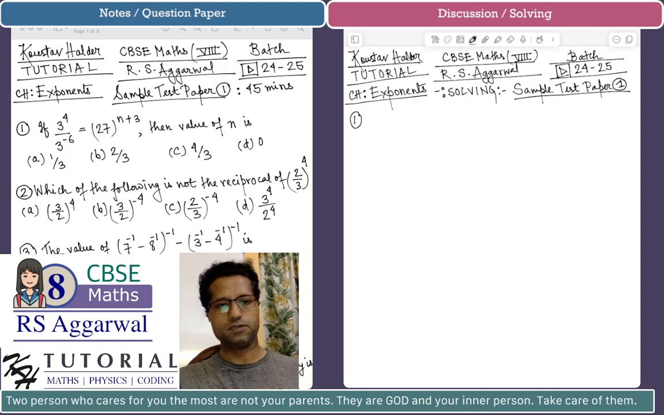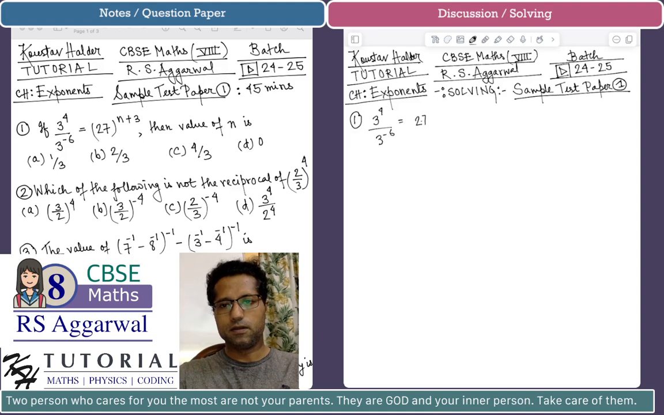The first problem is an equation, and we have to solve for the value of n, which is present in the exponent, or power, or index of the exponential term. We are given that 3 to the power 4 divided by 3 to the power minus 6 is equal to 27 raised to the power n plus 3.